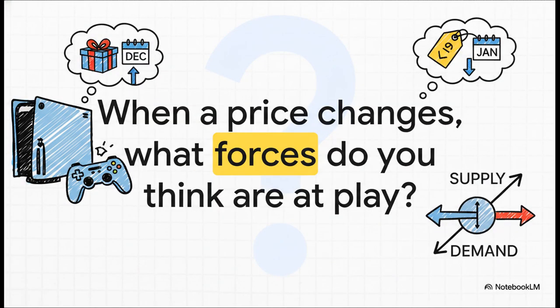So let's go all the way back to that video game console. In December, holiday shopping means demand is sky high, so the price is high. Come January, demand plummets, and the price has to come down to find a new sweet spot. See? Now you get it. So the next time you see a price change on anything, just ask yourself, is that because of supply or is that because of demand? You've got the tools to figure it out.